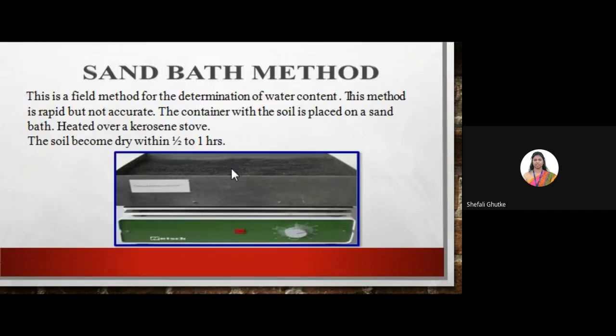The sand bath method is a field method for the determination of water content. This method is very rapid, but not accurate. As compared to the oven drying method, it is not accurate. In this method, first we put the container with soil on a sand bath, which is heated over a kerosene stove. The soil becomes dry within half an hour to 1 hour.